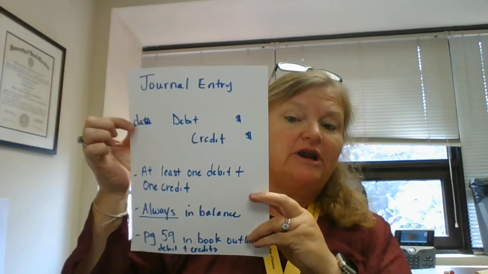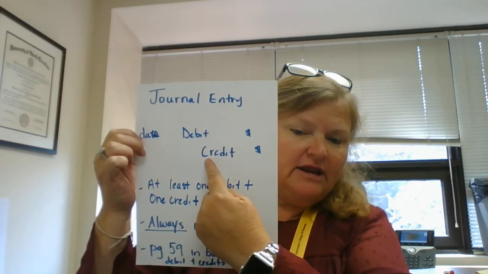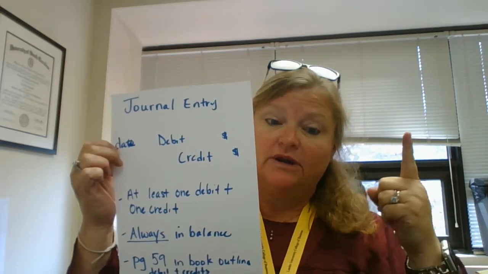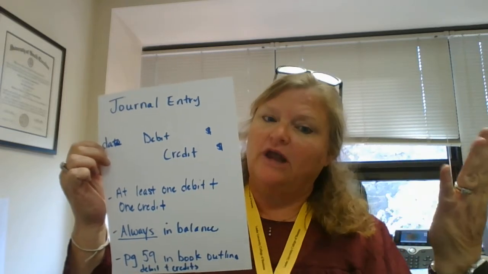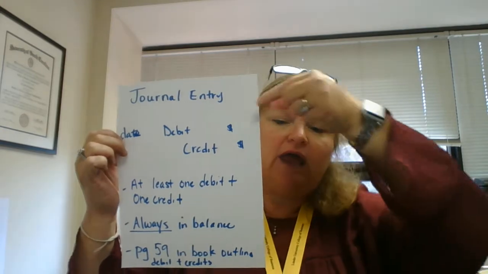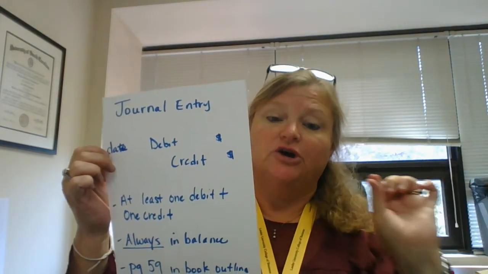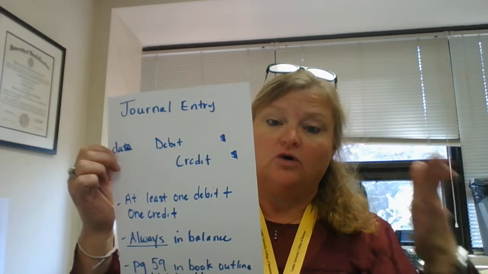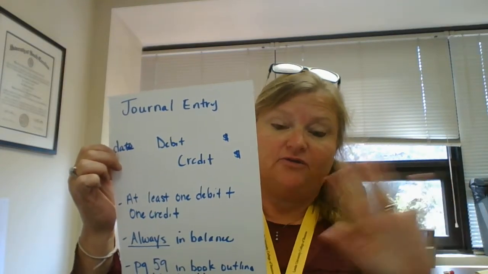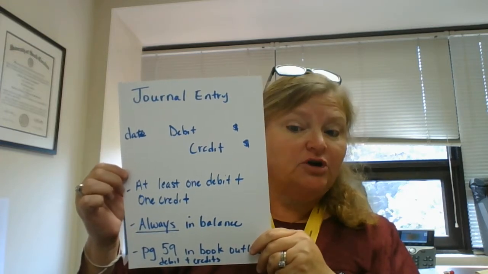All journal entries are going to have a date, a debit, and a credit. You're going to have at least one debit and at least one credit. You could have more, but at least one of each. And these amounts at the total are always going to match. Your journal entries always, always, always stay in balance. Forever and ever, amen.